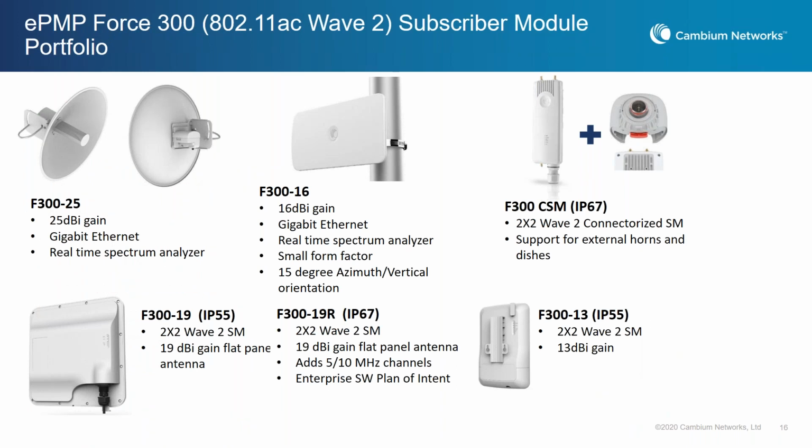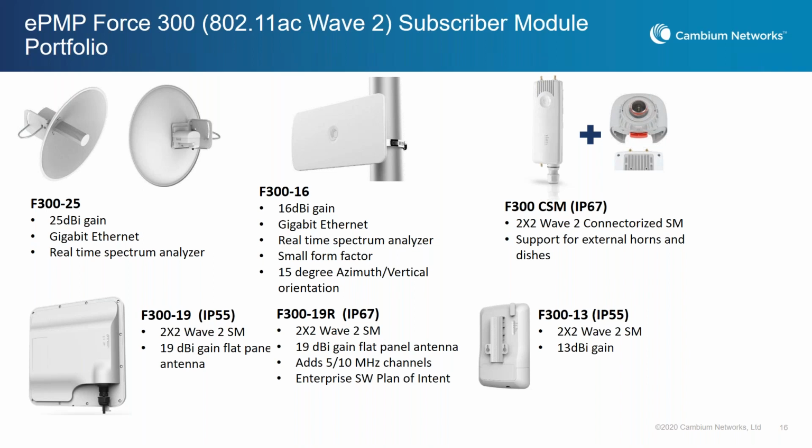Our Force 300 subscriber module portfolio, you can see here, has 6 different options. Really what changes for the most part is the gain or the distance. So when you look at it, the Force 325 is our high gain, longest range. Probably in North America, this is the most popular because as you get into rural areas, that link budget and fade margin is important. As you get to more suburban environments, the Force 316 becomes a nice solution.